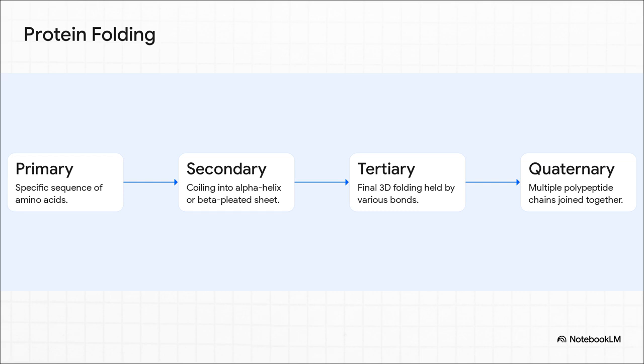Sometimes, several of these 3D structures even lock together to form a massive quaternary structure, kind of like the hemoglobin that's actively carrying oxygen through your bloodstream right now. The vital takeaway here is that the primary sequence strictly dictates that final, functional 3D shape.